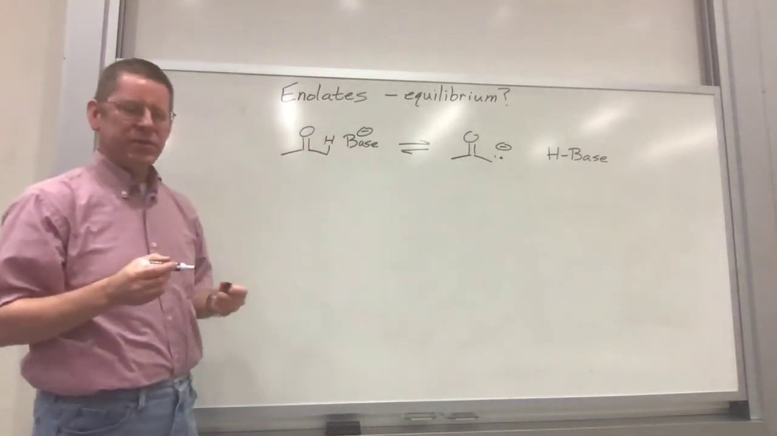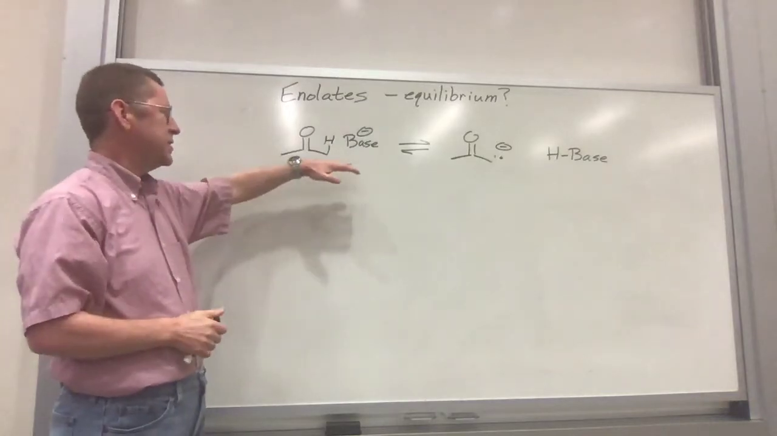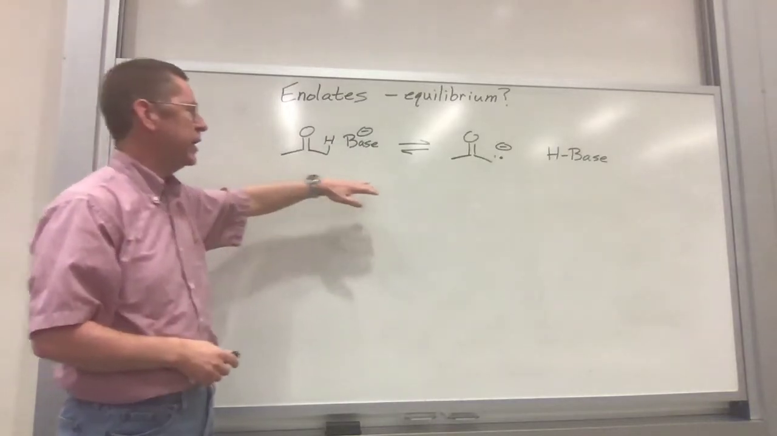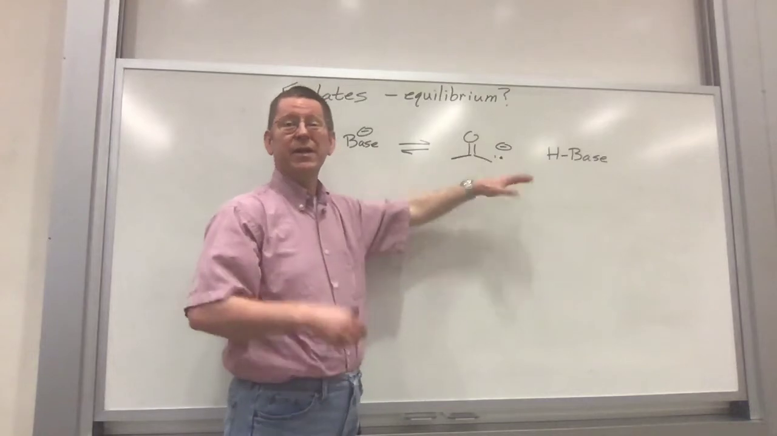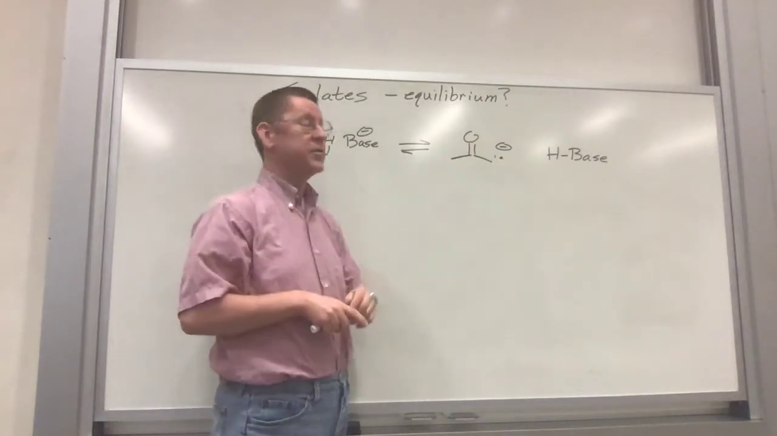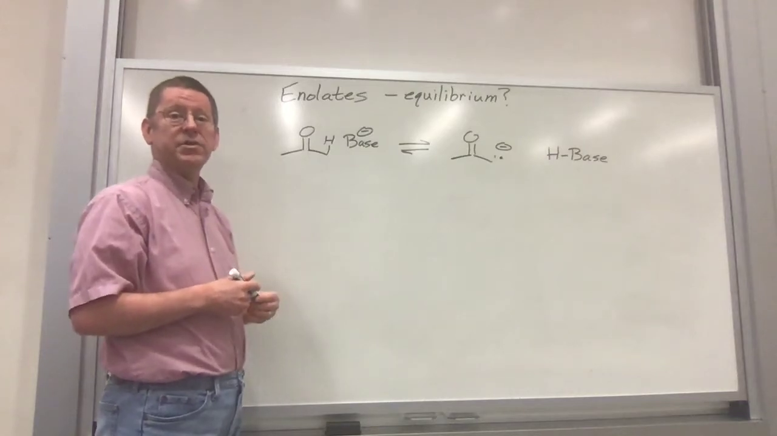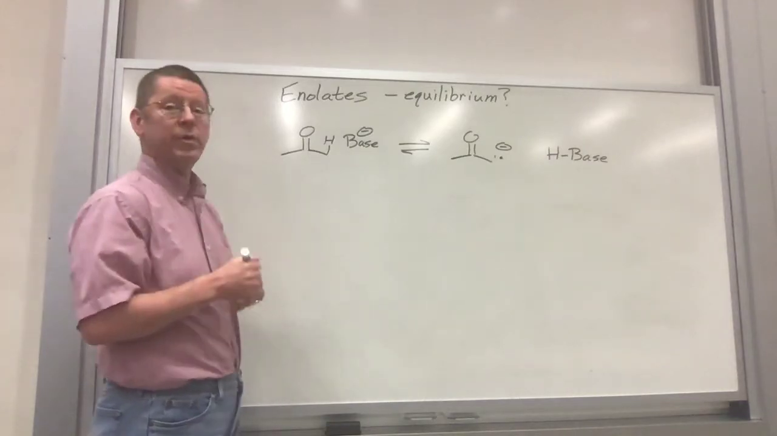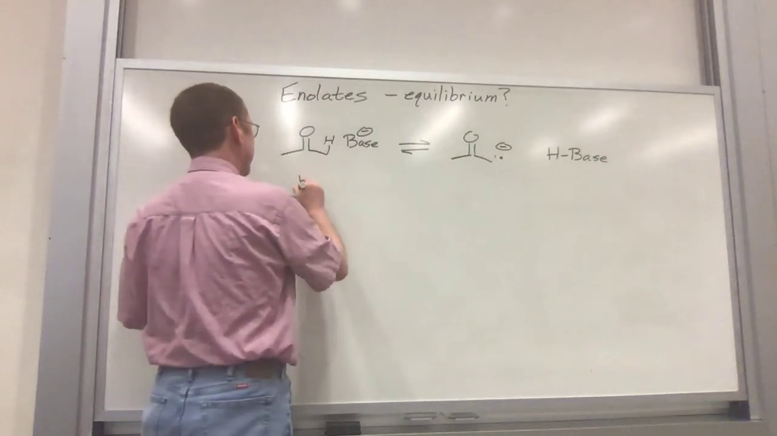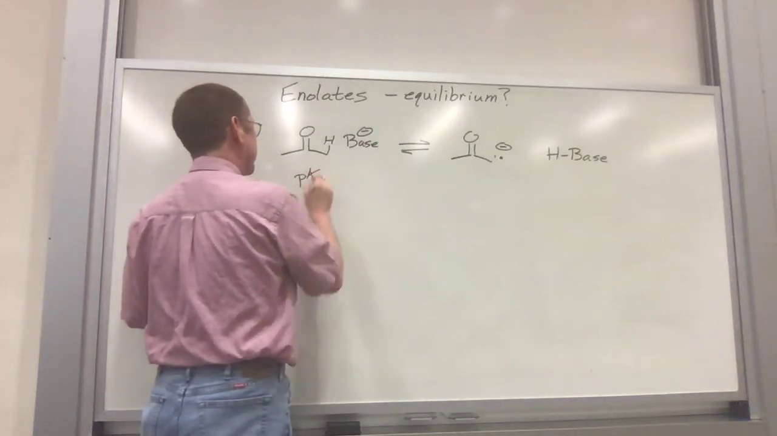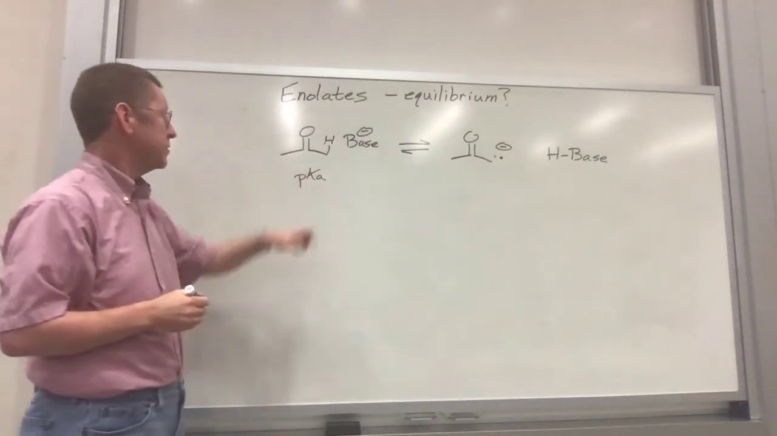And so in order to determine, is this equilibrium going to lie over here? Is it going to lie over here? Is it going to be significant amounts of both? We need to go back and think about acid-base chemistry again. And in particular, what we need to do is compare the pKa of our two acids.